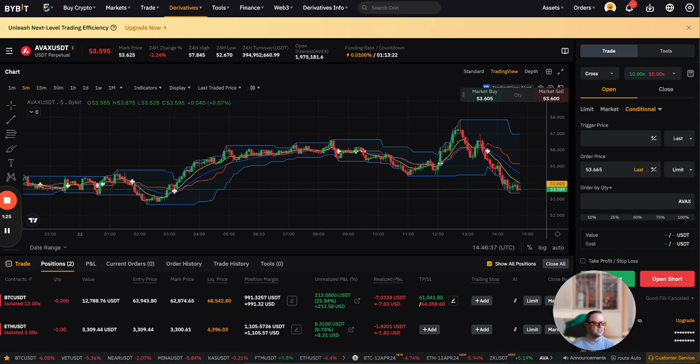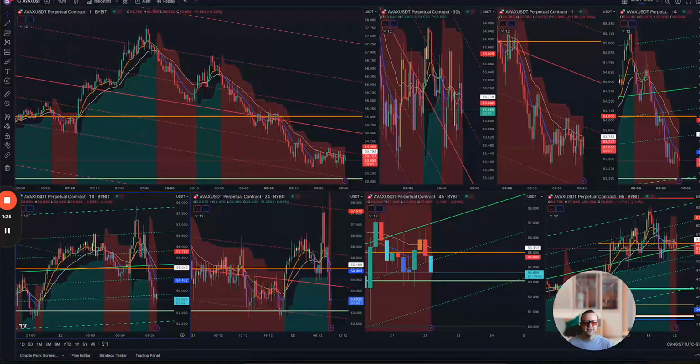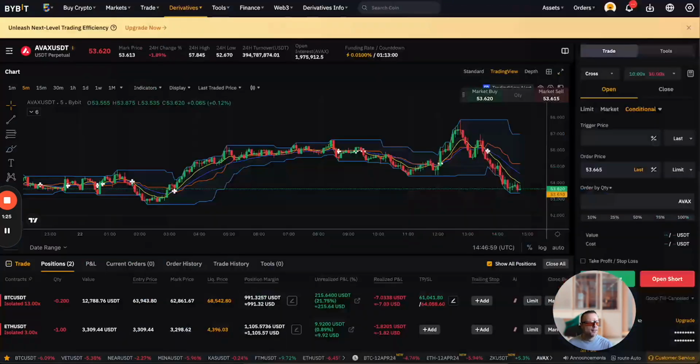Let's mess with conditional, and we'll do AVAX as our example play. Okay, so now I'm pulling up the AVAX chart. Let's see what's going on with AVAX. All right. So, we made 10 bucks on ETH, guys. We're doing great. You know what? Let me pull that back.